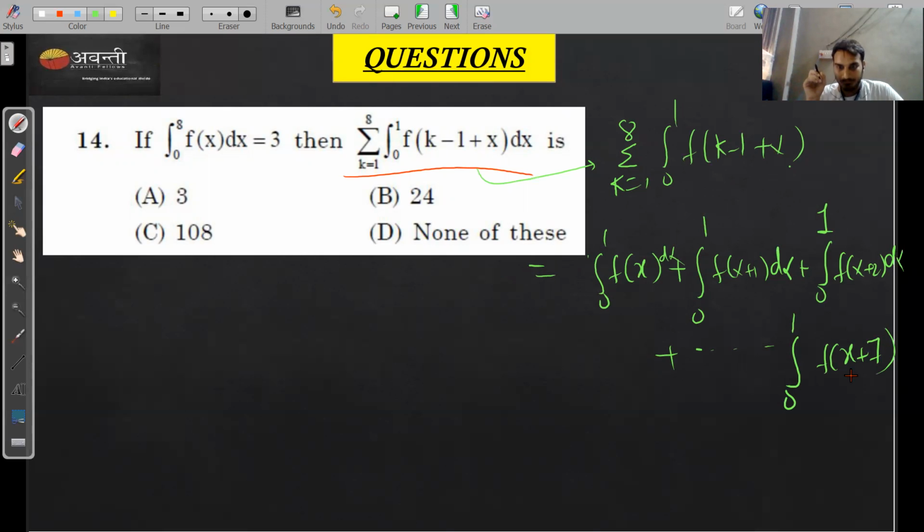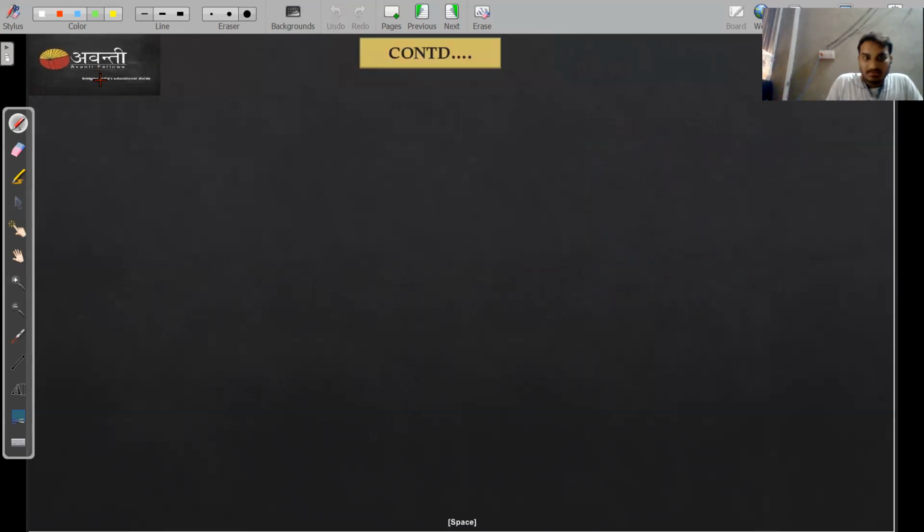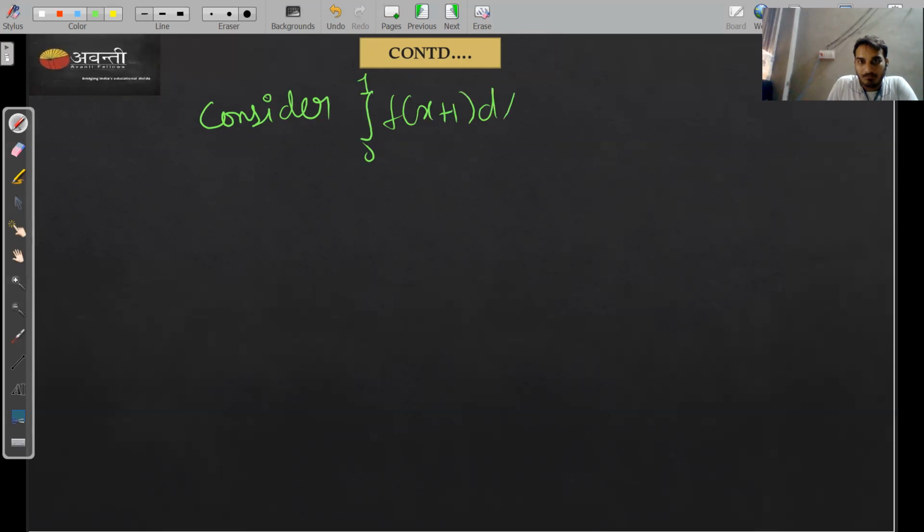So how do you do this? See, what I'm doing is, because the limit is from 0 to 1, right, and there are some expressions with f of x plus 1, f of x plus 2, f of x plus 3, like this, somehow we have to reduce those expressions into f of x. Then only we can proceed, right? Because in the question the value is given for f of x, right? Consider integration 0 to 1 f of x plus 1 dx. Okay, so let's consider this. Now see how this proceeds.